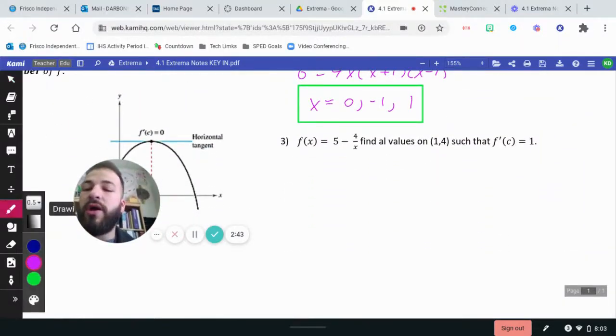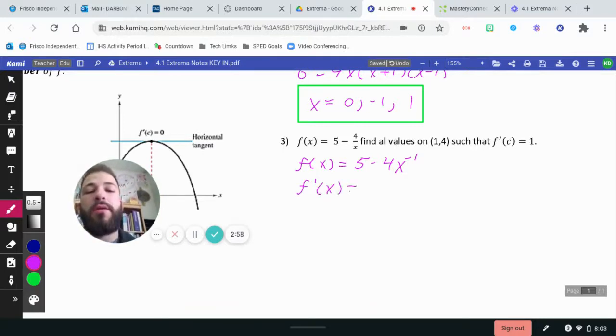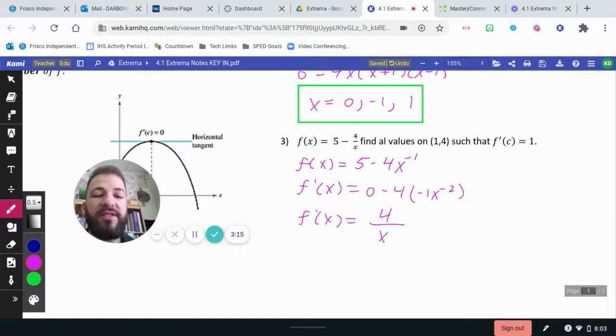Okay, so our derivative, let's make this a little bit of an easier function to derive first. So f of x is equal to 5 minus 4x to the negative 1. Change that to a power rule. So now f prime of x is equal to 0, negative 4, negative 1x to the negative 2. So f prime of x is equal to negative 4 and negative 1 cancel out. So 4, x to the negative 2 goes to the bottom. So 4 over x squared.